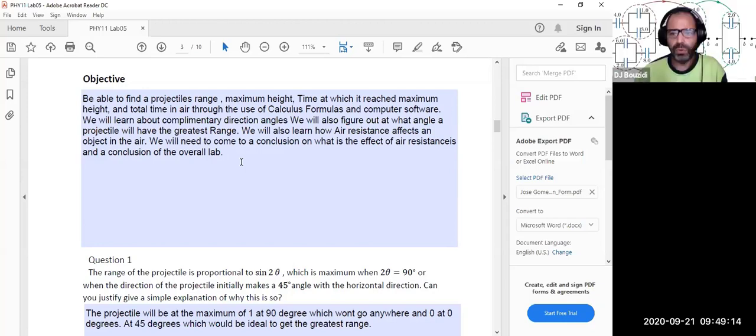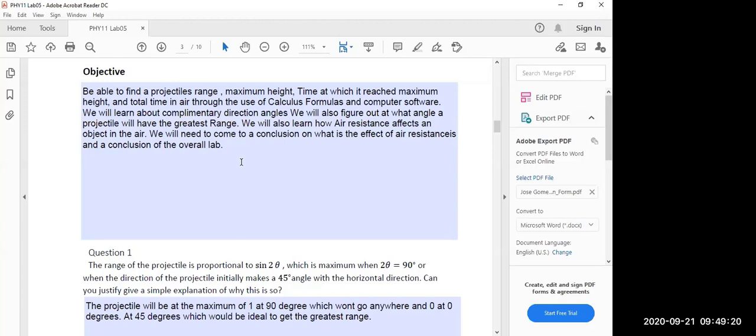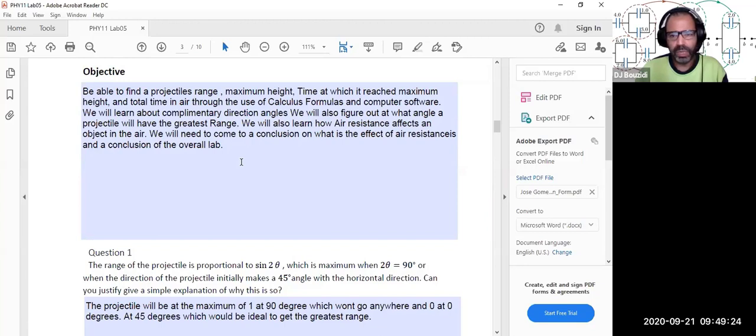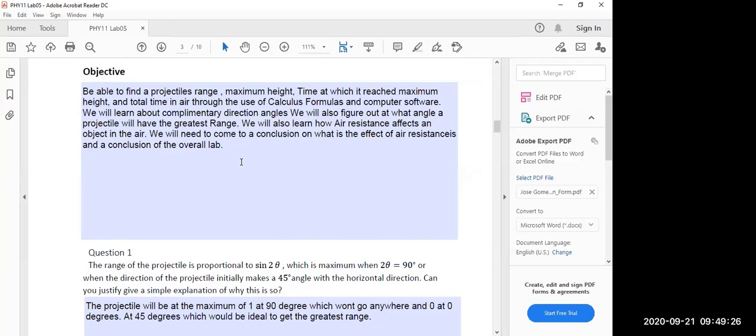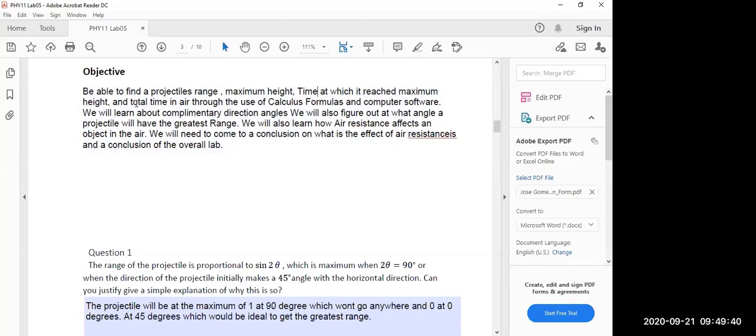Okay, if you go through the rubric, it says that basically it has to have at least two sentences in it, and the objective is reflective of the activities that we actually do in the lab. Basically, what we're doing. So be able to find the projectile range, maximum height, time, which I will probably be more specific about here, which is really the time of flight. That's really what is of concern for us in here.